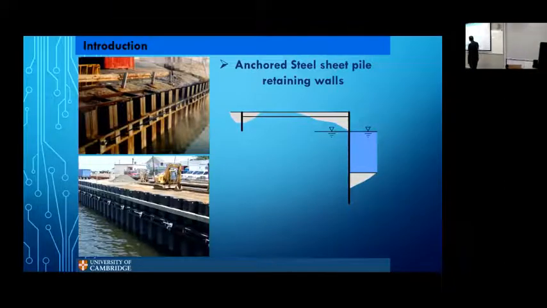Typically, an anchored steel sheet pile wall would look something like this, where you've got your waterfront. We have something similar on the Cam River as well. If you walk along, you can see it, where you have a steel sheet pile wall and you've got an anchor going through, and at the back you've got a plate on which you attach the anchor to. And normally the water level is somewhere like that.